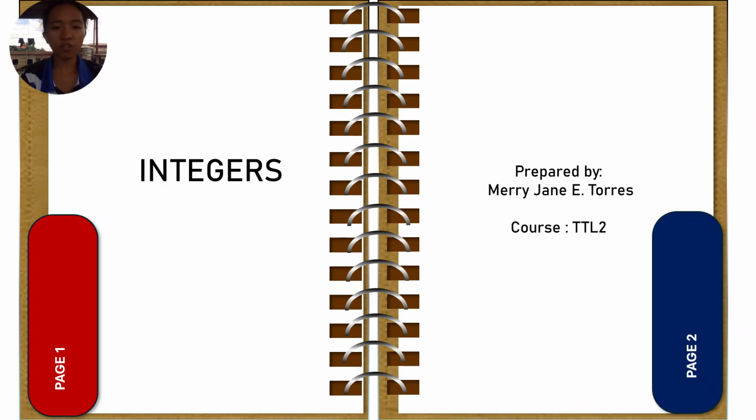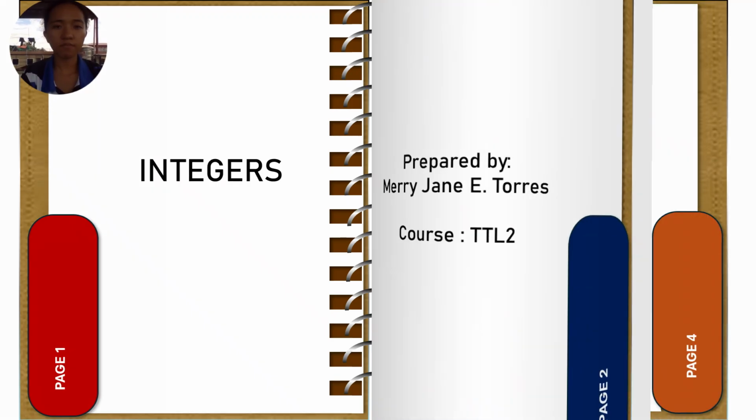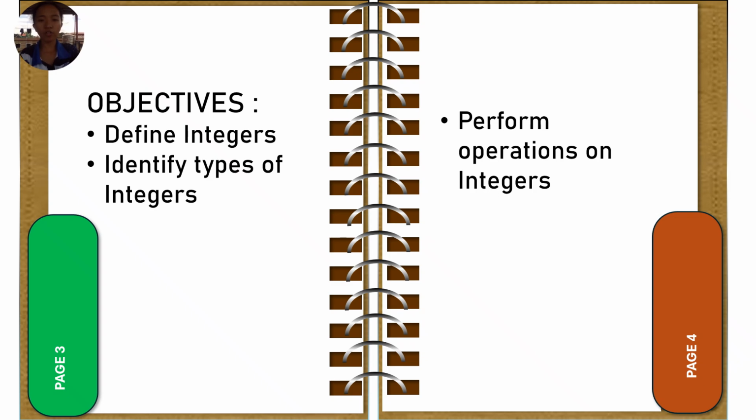So, in this presentation, I will explain what integers are, what are their types, the number representation or the number line, their absolute values, the different properties of integers, together with the operations on integers. So our objectives for this lesson are to define integers, identify the types of integers, and perform operations on integers. By the end of the discussion, we should clearly understand how integers work in mathematics.